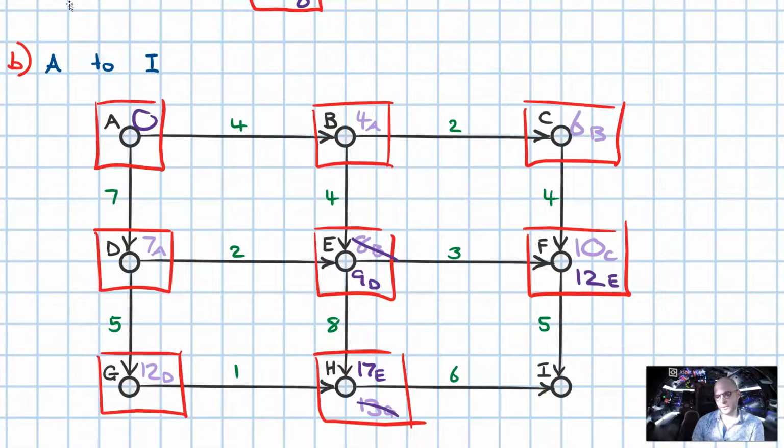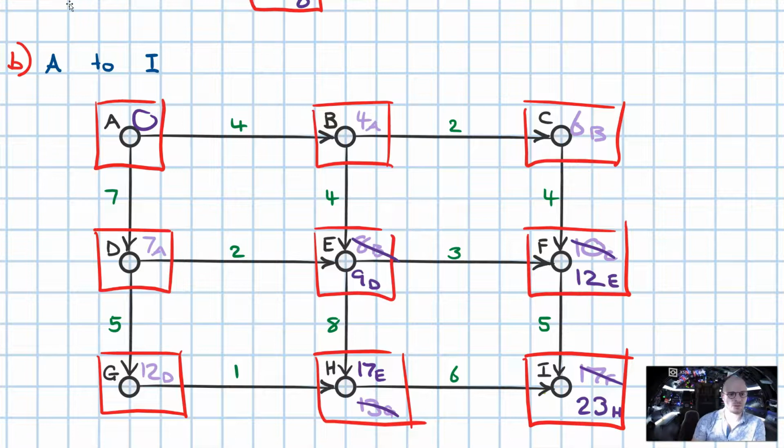Going down to I, we can reach I through two ways. We can go through F at a cost of 12 plus 5, which will give us a value of 17, or we can go through H at a value of 17 plus 6. So naturally we pick the heaviest of the weightings. And therefore the route to I is now finalized, as we have exhausted all the different paths we can take.